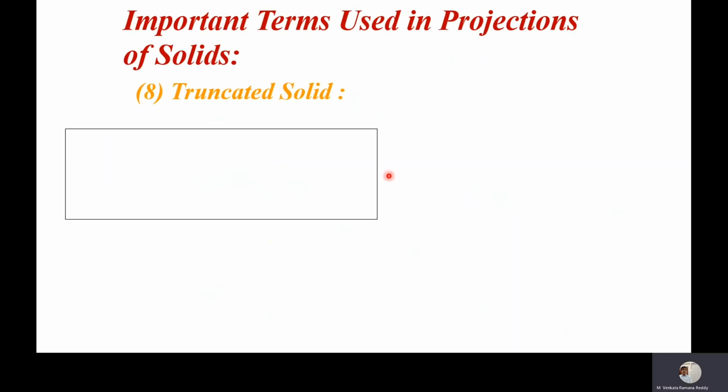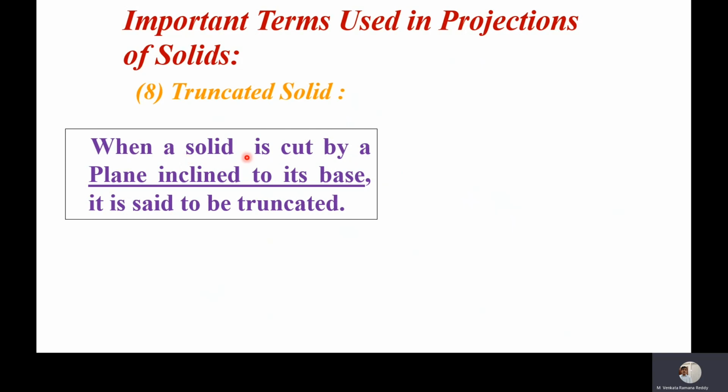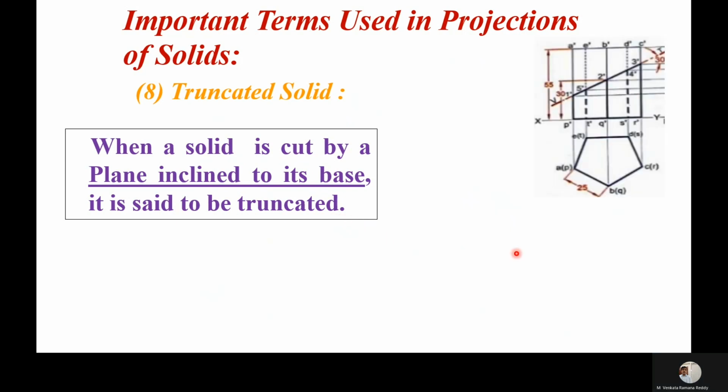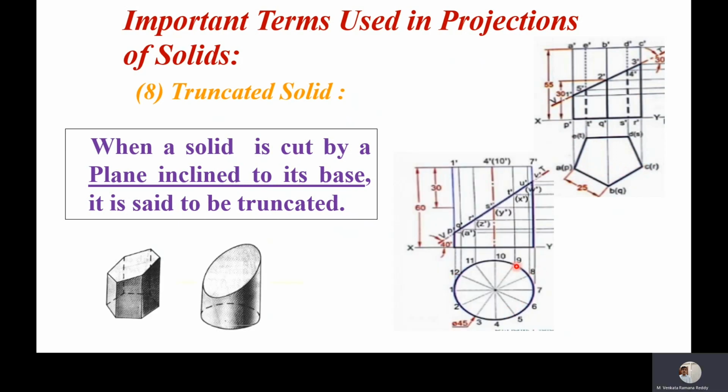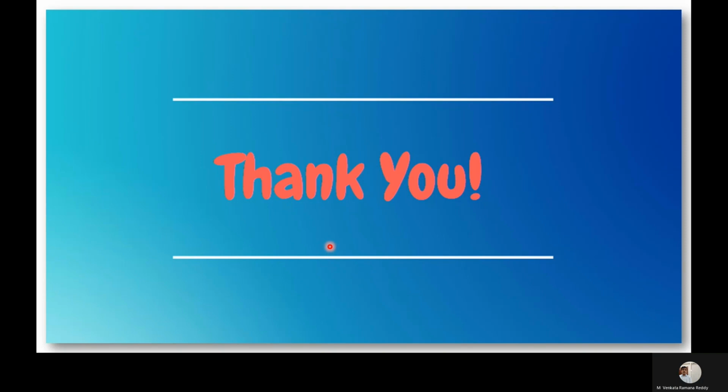Truncated solid. What do you mean by truncated solid? When a solid is cut by a plane inclined to its base, it is said to be truncated. Here, it's a truncated prism. It's a truncated cylinder.